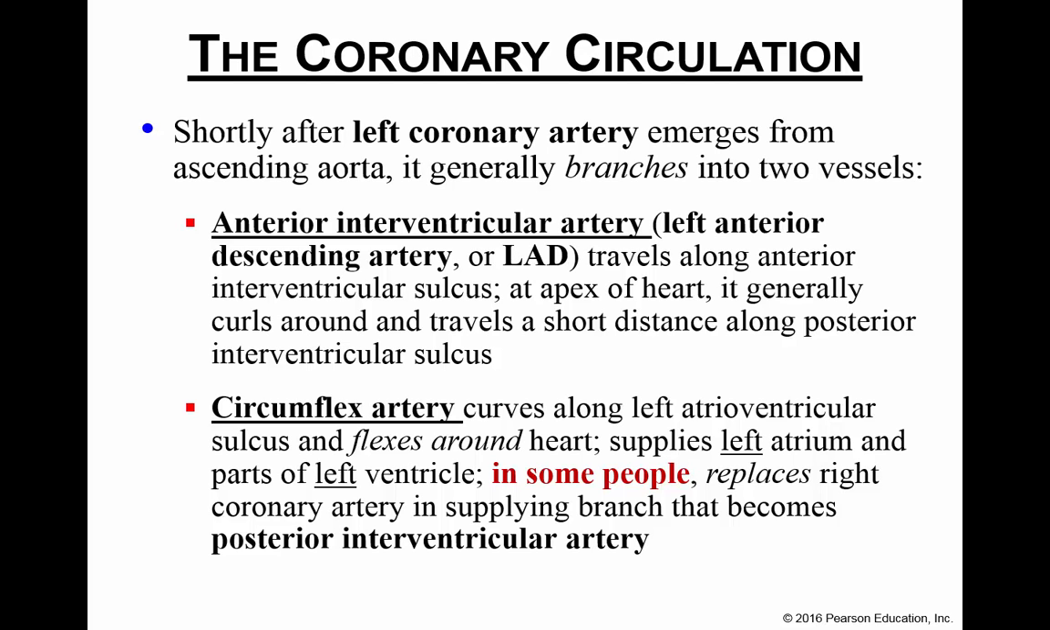The circumflex artery curves along the atrioventricular sulcus and goes around the heart, and it supplies the left atrium and part of the left ventricle. And for some people, it replaces the right coronary artery that becomes the posterior interventricular artery.